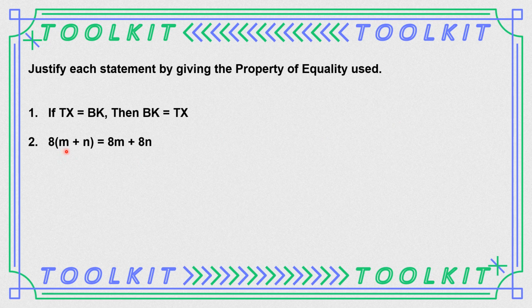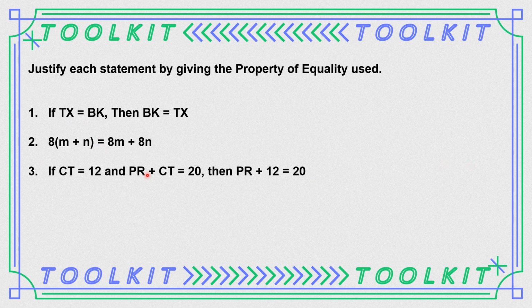8 times the quantity of m plus n is equals to 8m plus 8n. So, what property is being used? Okay, the property is distributive property of equality. Bakit? Kasi po, dinistribute natin si 8 kay m at si 8 kay n. Kumbaga, 8 times m is equals to 8m plus 8 times n is equals to 8n. So, distributive siya.